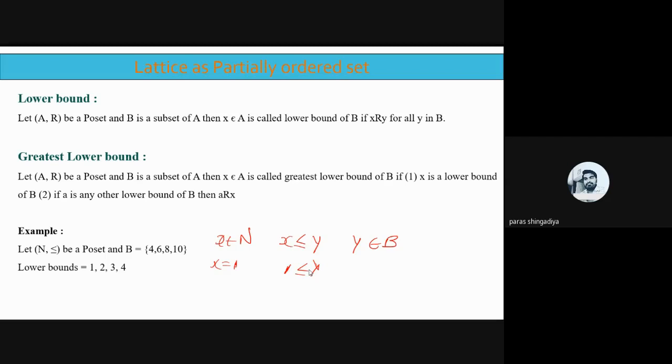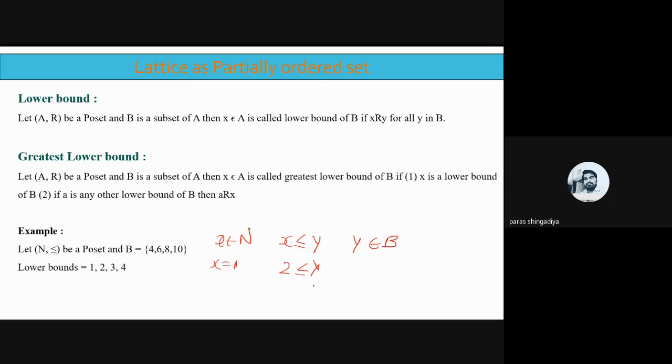Now use the next number, that is 2. So let us take x equal to 2, then after we'll use 3. Replace 2 in place of 1 and use the values of y one by one. If it is correct for all y belongs to B, then we can say that this 2 is called a lower bound. So first replace 4, 6, 8, 10. It is correct, 2 less than or equal to y for all y belongs to B, and the choices of y are 4, 6, 8, 10. So 2 is also a lower bound.